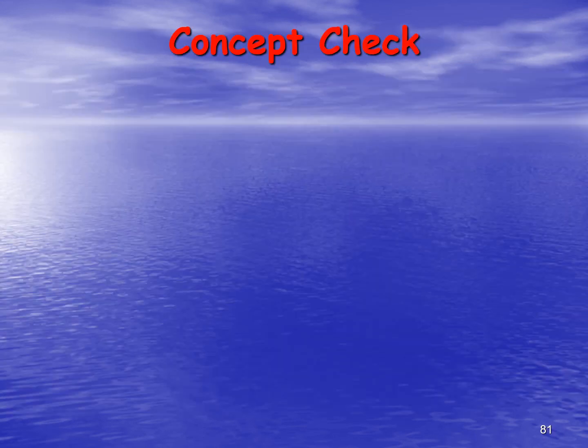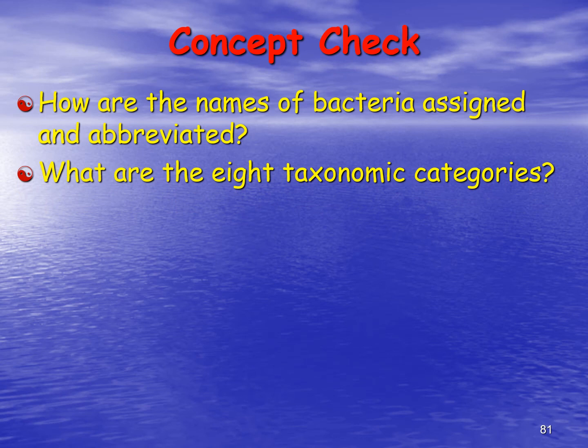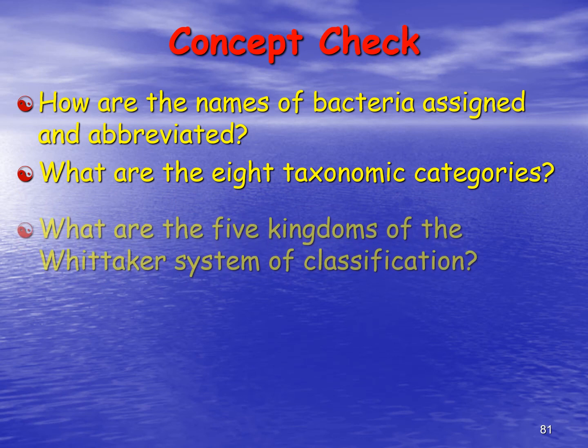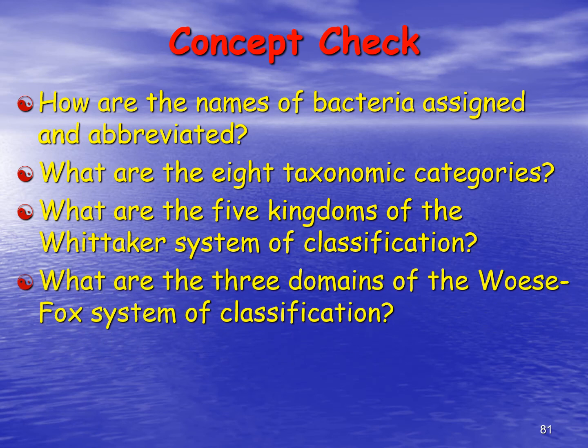So, final concepts for Chapter 1. How are the names of bacteria assigned and abbreviated? What are the 8 taxonomic categories? What were the 5 kingdoms of the Whittaker system of classification, and into what domain do they now fall? And what are the 3 domains of the Woese-Fox system that was adopted in 1978 that we currently operate under? And again, taxonomy is constantly changing with our technology. And so this is the last of Chapter 1.